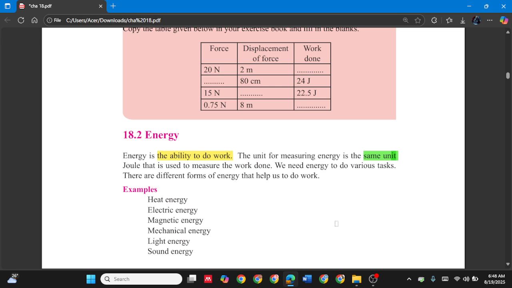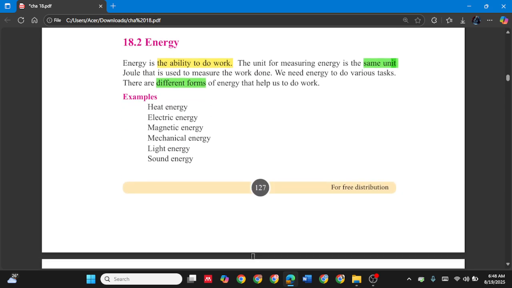We need energy to do various tasks. There are different forms of energy. What are they? Heat, electric, magnetic, mechanical. So after you write the ability to do work, then put a star mark and write its same unit. Same unit, පොඩි කෑල්ලක් ගහලා joule කියලා.